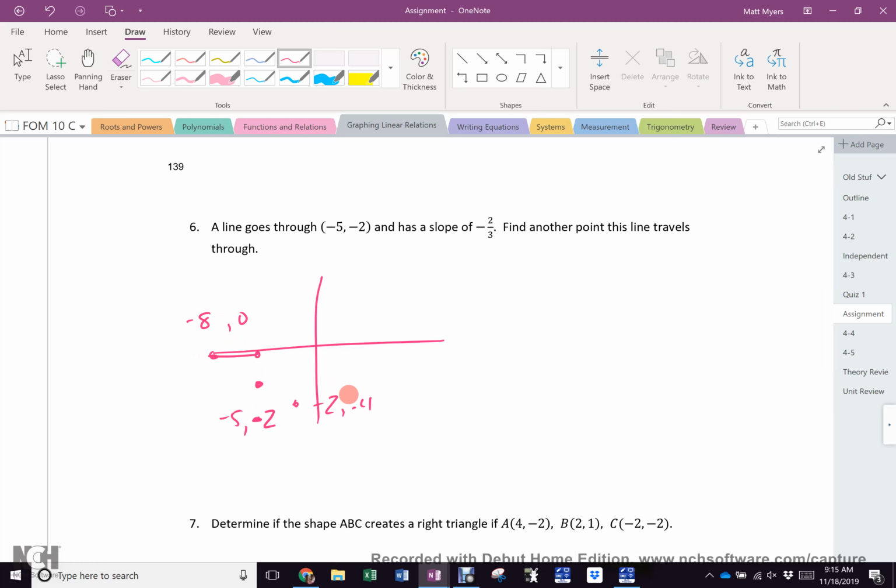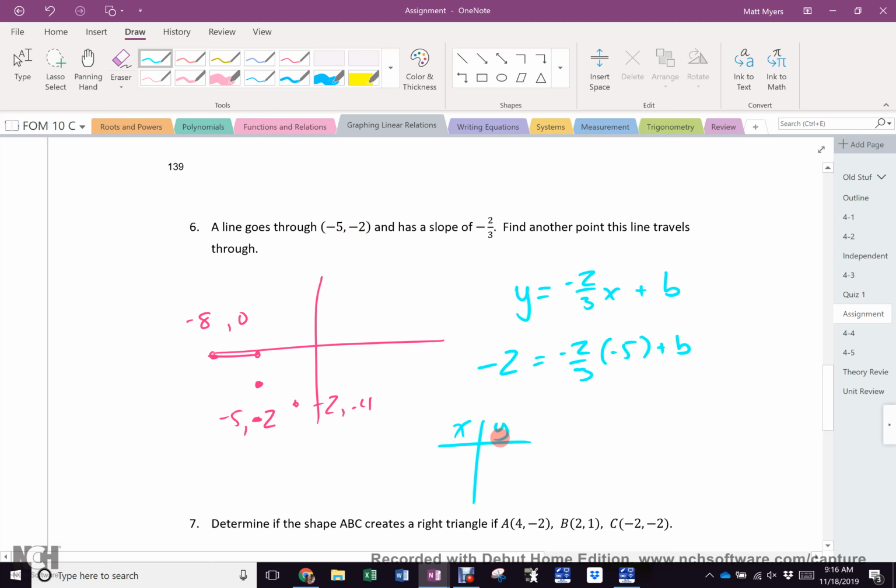Can you do this algebraically? Yeah, you can, because y equals negative 2/3 x plus b, correct? Everyone agrees? What letter does that represent? X. Negative 2/3 times negative 5 plus b. What letter does that represent? Y. Negative 2. Now you could find out what b is. You could get slope-intercept form, and then you could use a table of values.